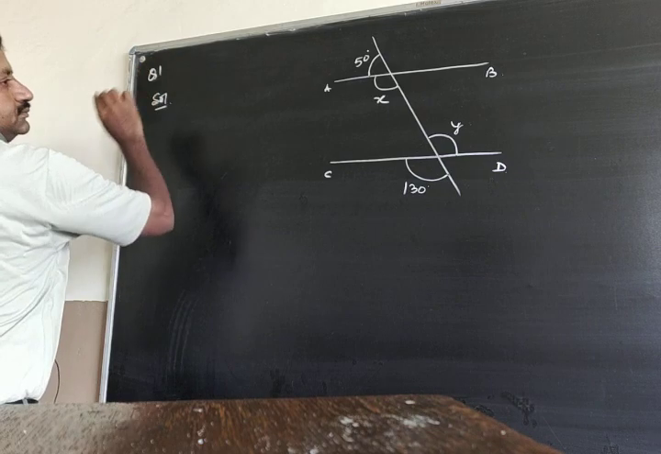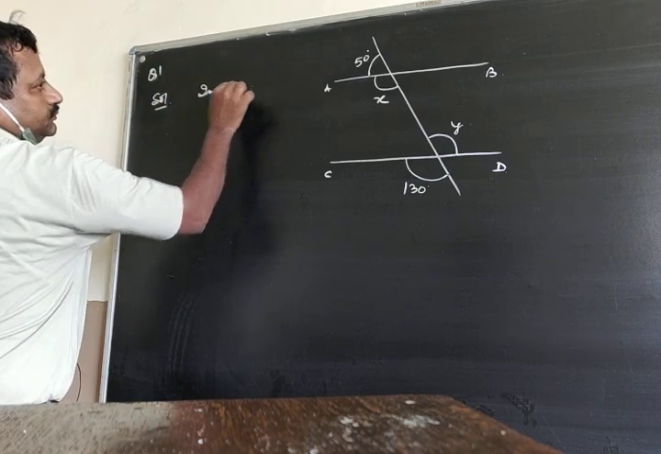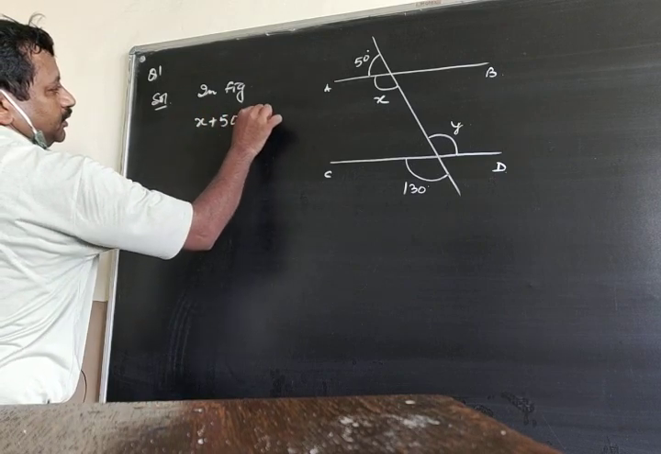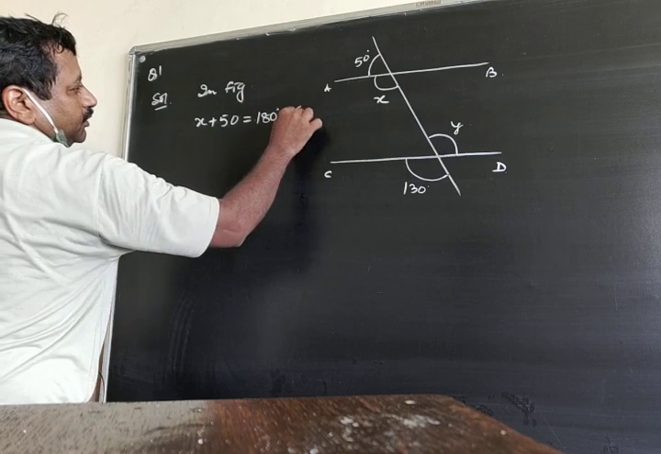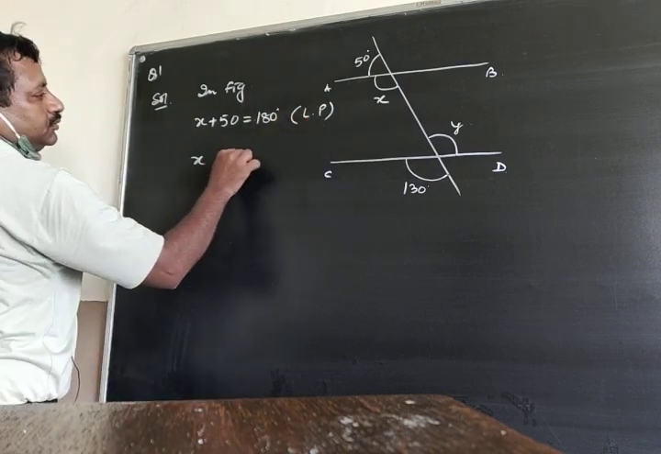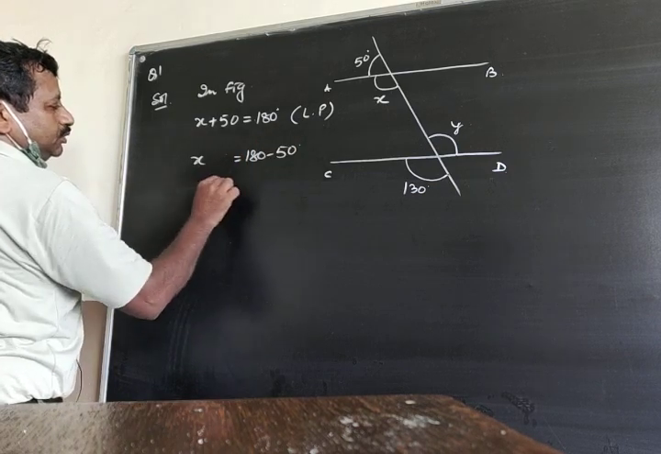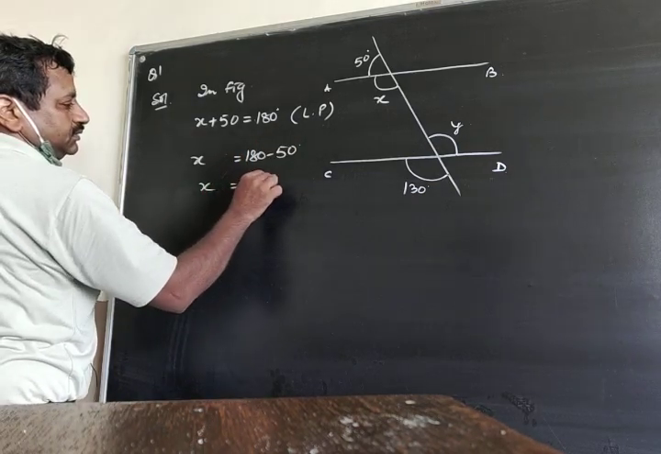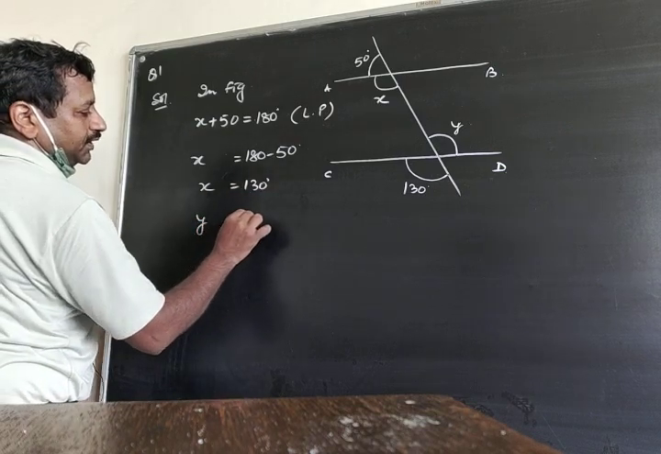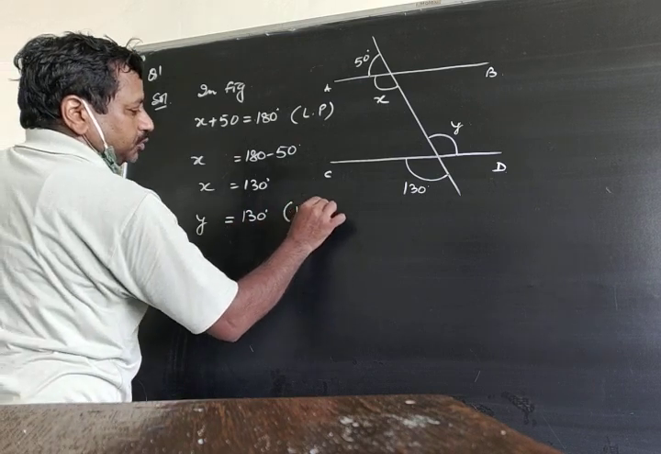Question number 1. In the figure, you can see that x plus 50 is equal to 180 degree because of linear pair. So x equals 180 minus 50, x equals 130 degree, and y equals 130 degree because of vertically opposite angles.